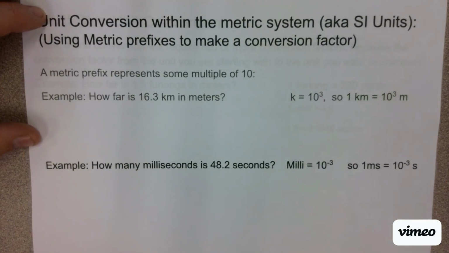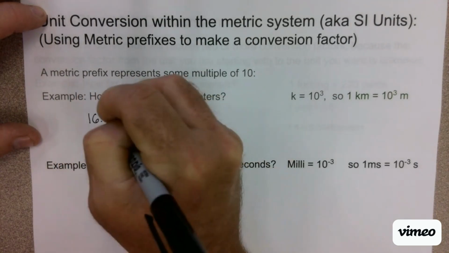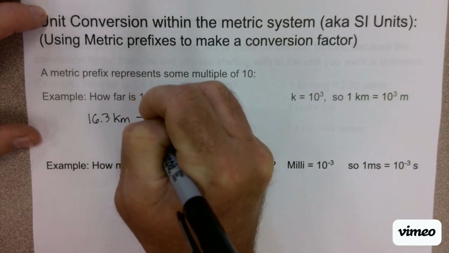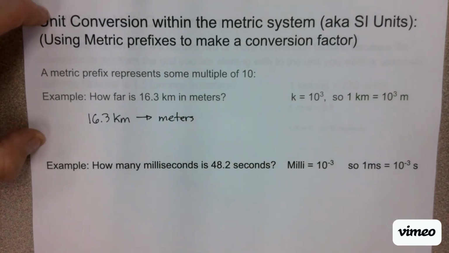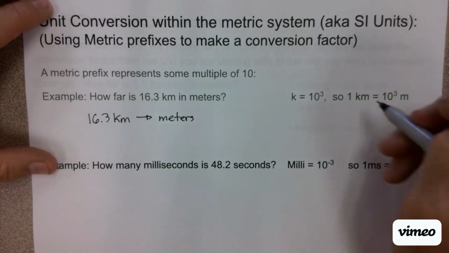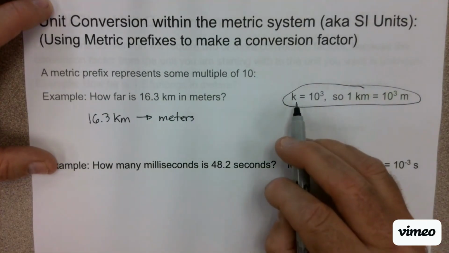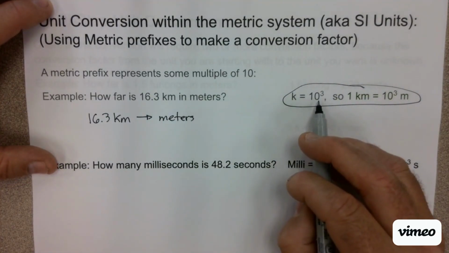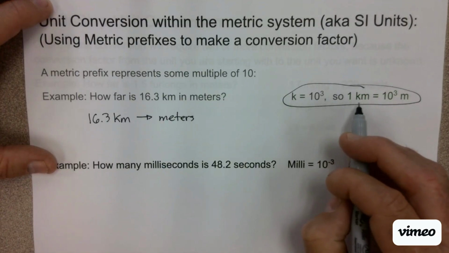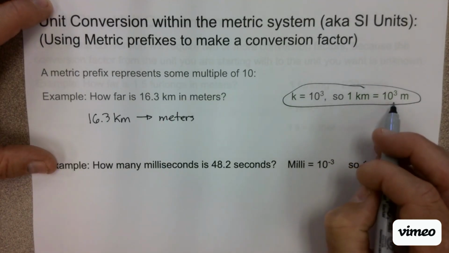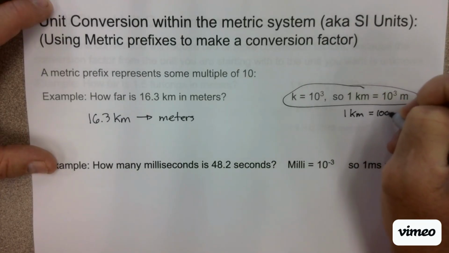So I again start off with 16.3 kilometers, and I want to get that in meters. I need to have a conversion factor between kilometers and meters. Well, that's what this is over here, okay? The metric prefix kilo means 10 to the third, or it means 1,000. So that means 1 kilometer is the same as 1,000 meters. 1 kilometer is 1,000 meters.